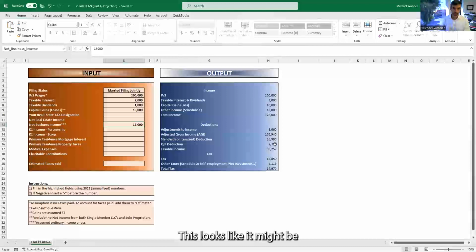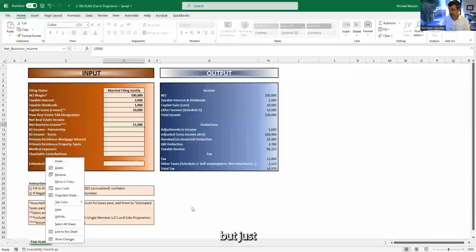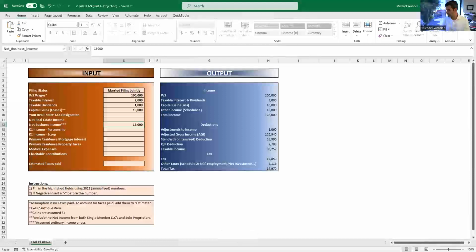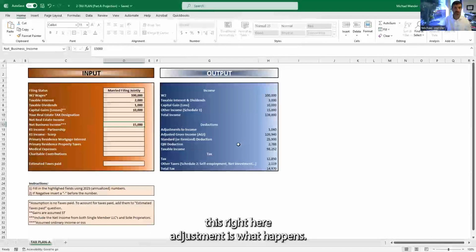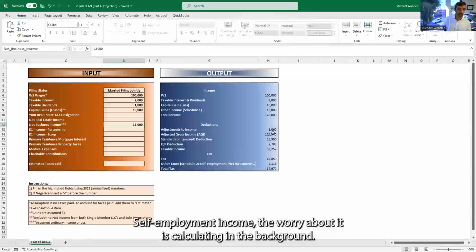This looks like it might be the QBI deduction. This is another adjustment to income. I don't recall exactly what this adjustment is right here. I have to look behind, but... second. Yeah, so this right here, the adjustment is 1/2 of self-employment income. Don't worry about it. It's just calculating in the background.